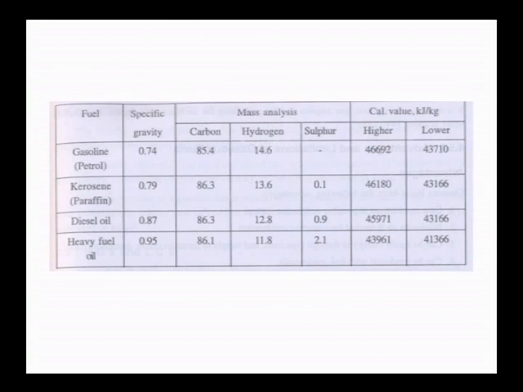This is about the liquid fuels. In this liquid fuels, in the last class you have learnt about how the petrol, kerosene, diesel oil and heavy fuel oil were manufactured. So, these are some of the natural and artificial fuels. Their calorific value is tabulated like this: 46,692 for petrol, 46,180 kilojoules per kg for kerosene, 45,971 kilojoules per kg for diesel oil, 43,961 kilojoules per kg for heavy fuel oil.